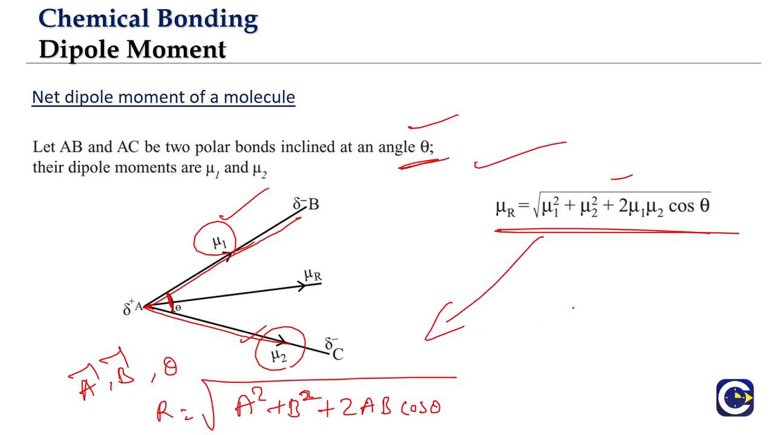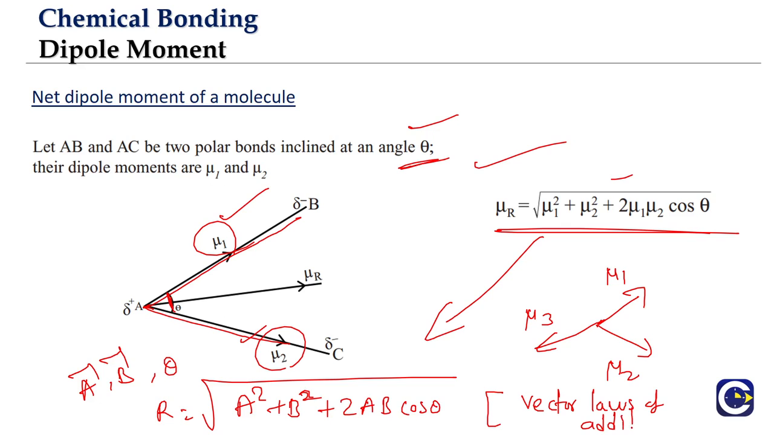If you have many dipole moments, like mu1 in this direction, mu2 in this direction, and some other one like mu3, in those cases when we are adding them, we should always follow the vector laws of addition, because what is this dipole moment? At the end of the day, it is a vector. So whenever we are adding, we have to follow the vector laws of addition.